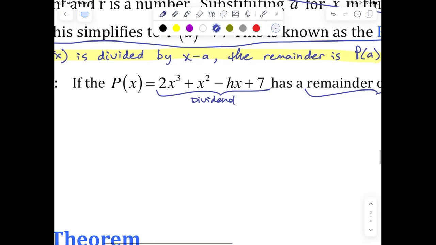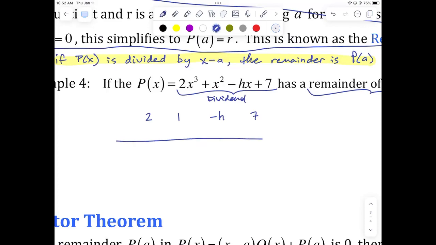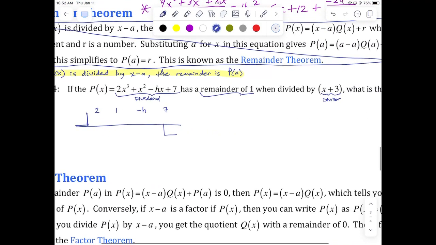So let's go ahead and set out our coefficients in descending order of degree. I'll try to be a little bit more mindful if I'm missing something here. So I got a 2x cubed, a 1x squared, a negative h as my coefficient of x, and then a constant of 7. I don't know what h is, so I'll just put negative h. All right, I am going to draw my line, and create my two little boxes, the one in front and the one at the end. Now, let's fill in what we know.